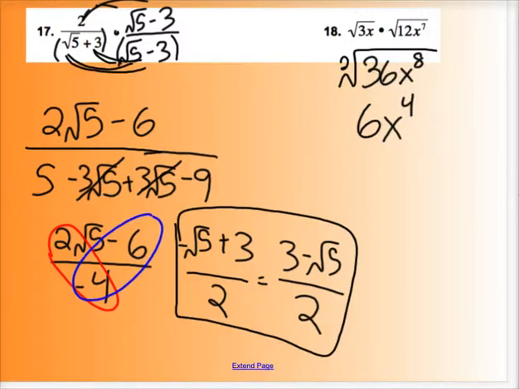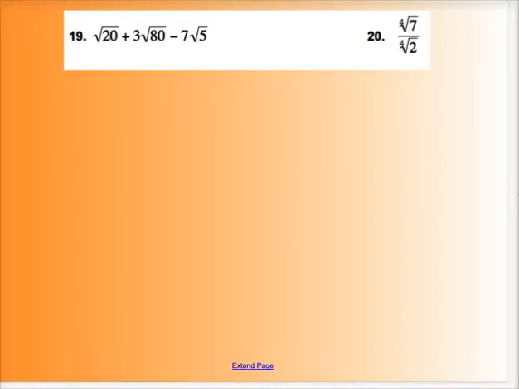All right, so we're nearing the end. Only 3 more problems to go. So number 19. Remember, we can only add like radicals. So what that means is right now we can't add these. However, we can simplify them first and then potentially get to add them.